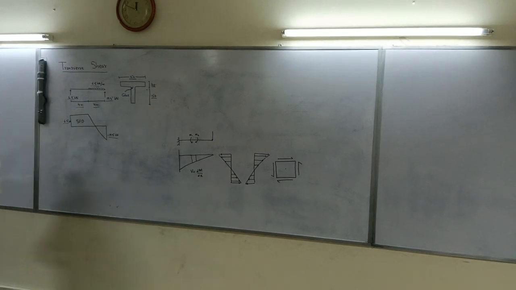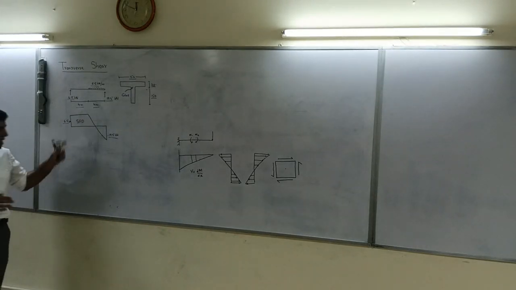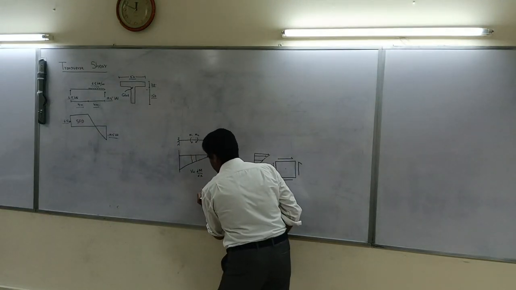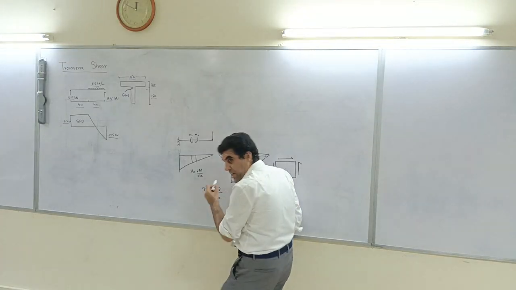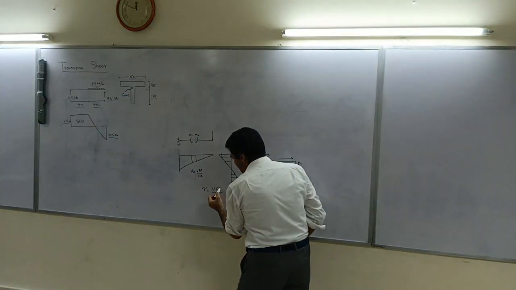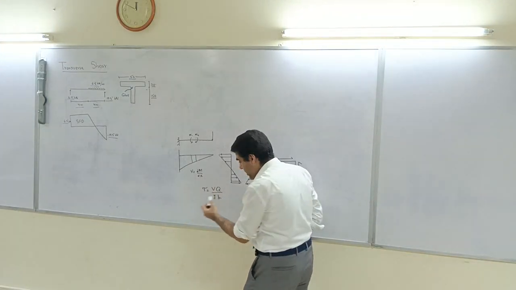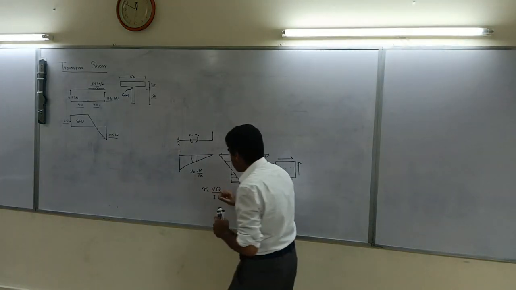Now, let us solve this problem. We'll use the same equation which we derived previously, and that was tau is equal to VQ by IB. So shear stress is equal to the shear at a section, which can be horizontal or vertical, times the first moment area, divided by the moment of inertia of the cross section, divided by the width of the cross section. So that equation we have to use.